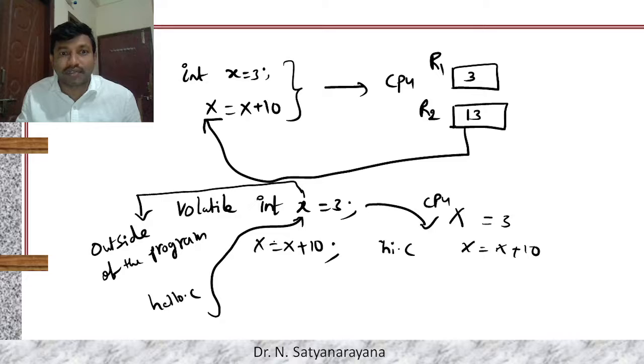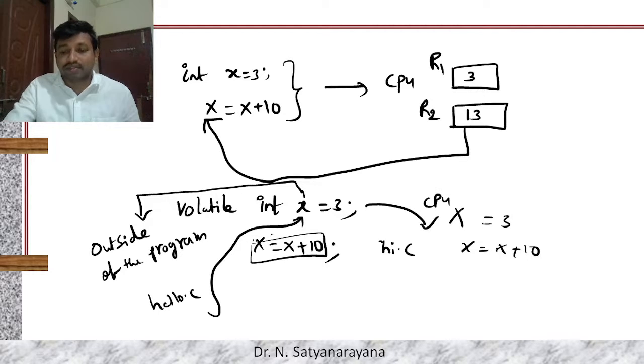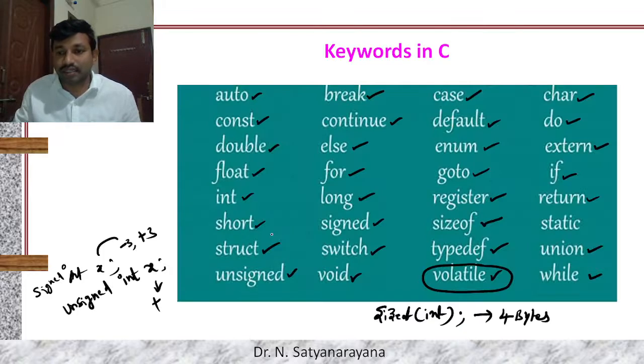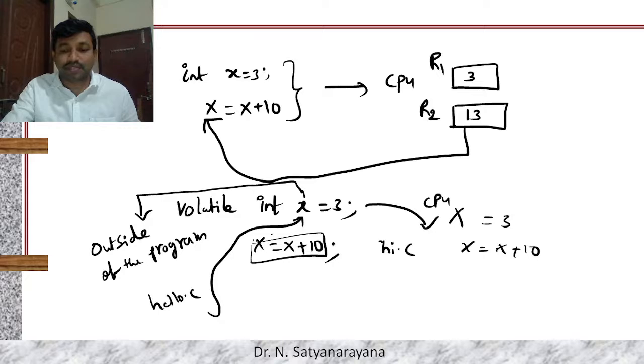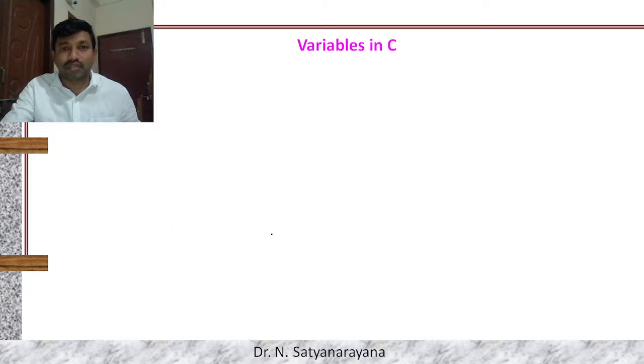That is the reason why variables which are normally updated outside the program are declared as volatile, so that when the program is under execution, the CPU will not fetch those variables into CPU registers. Whenever the update is there, only then will it read the value of x. So that is something about the keywords. These are very important words everybody has to remember. If you could remember all these keywords, that would be nice.